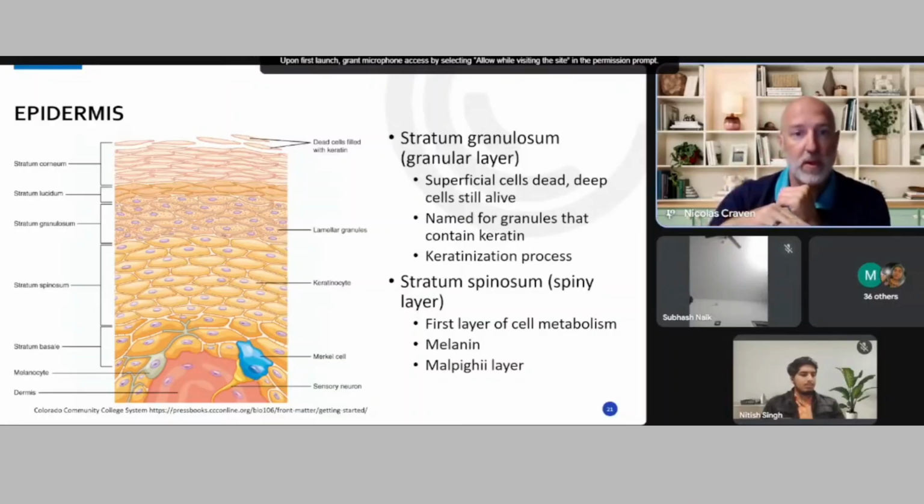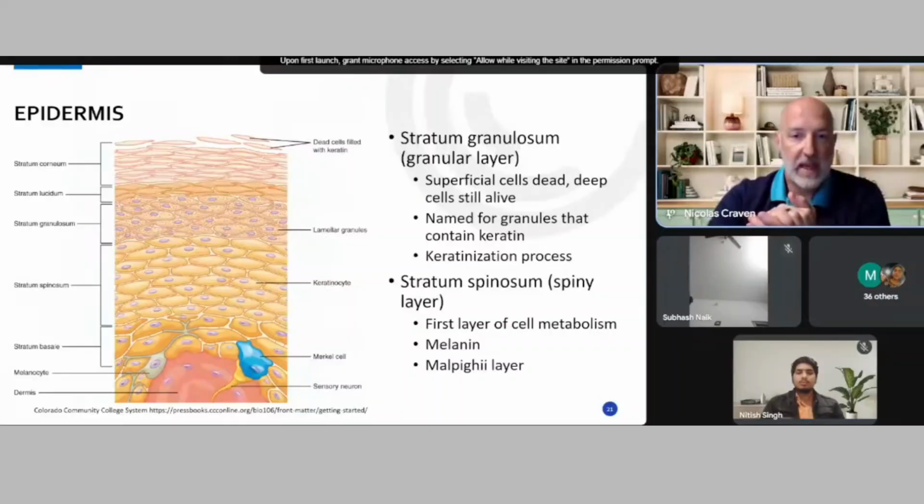Directly below the stratum granulosum is the stratum spinosum, also called the spiny layer. That's just because of the way the cells look at this stage. They look more spiny or have spines sticking out of them. Cellular metabolism happens at this level. You'll see melanin, or the pigment from our skin, or what colors our skin, is located in this layer, and that melanin comes from melanocytes. We'll talk about melanocytes here in just a moment.